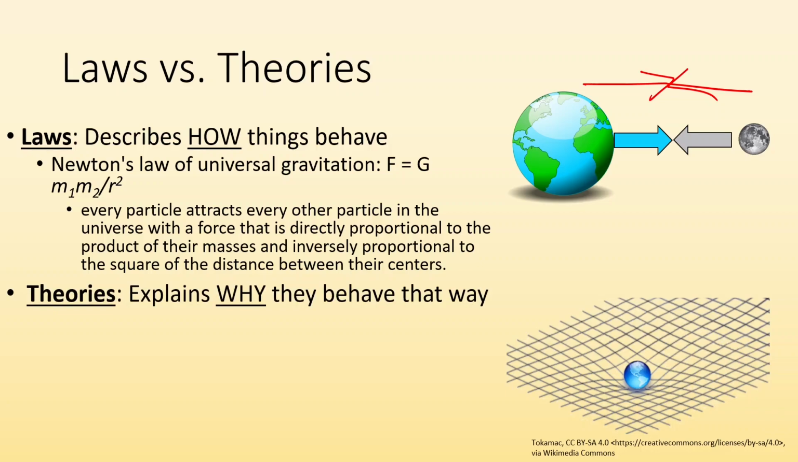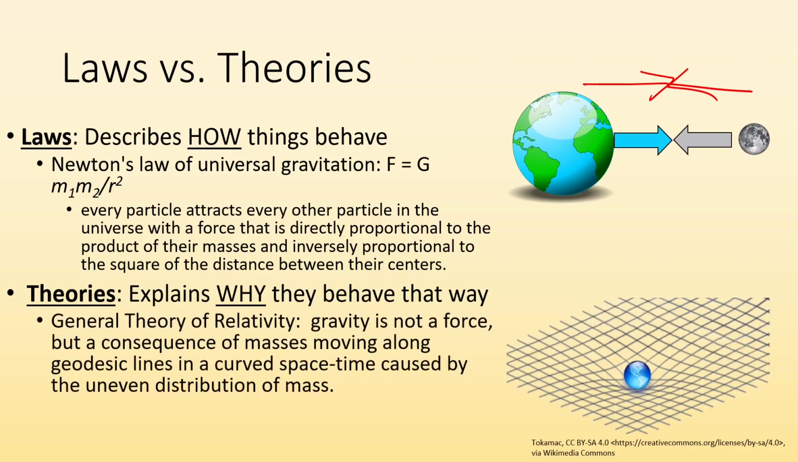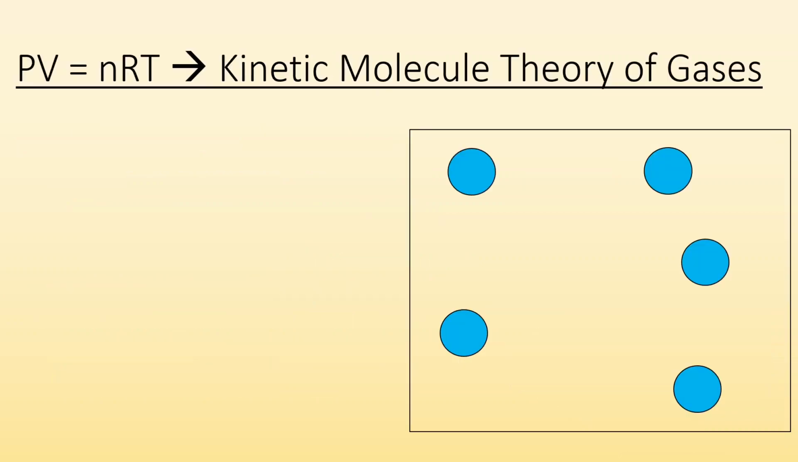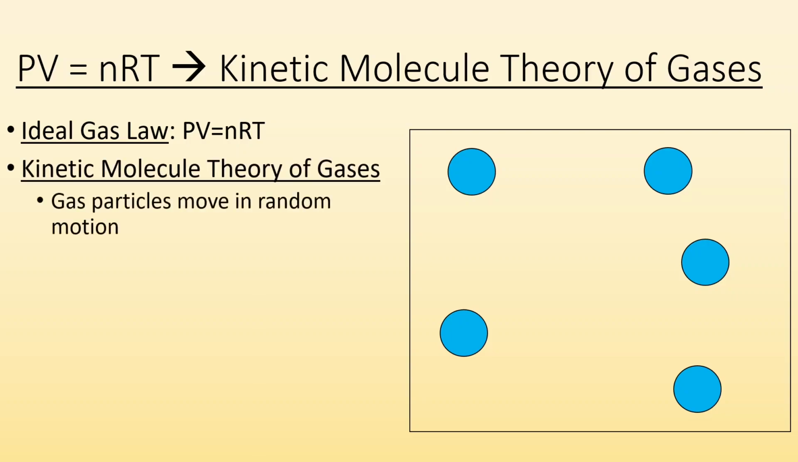So this is what we see. Theories will explain why. So that's where the general theory of relativity comes in. Gravity is not a force, but a consequence of masses moving along geodesic lines in a curved space-time caused by the uneven distribution of mass. So laws describe how things behave. Theories explain why they behave that way. So we have PV equals nRT. That's our ideal gas law. That's how ideal gases behave, right? So the kinetic molecular theory of gases is going to try to explain why they behave that way.